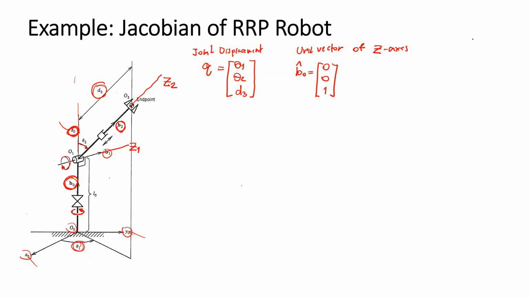What is the direction of unit vector b1? Where is b1? b1 points along the z1 direction. The b1 unit vector points along the direction of z1.